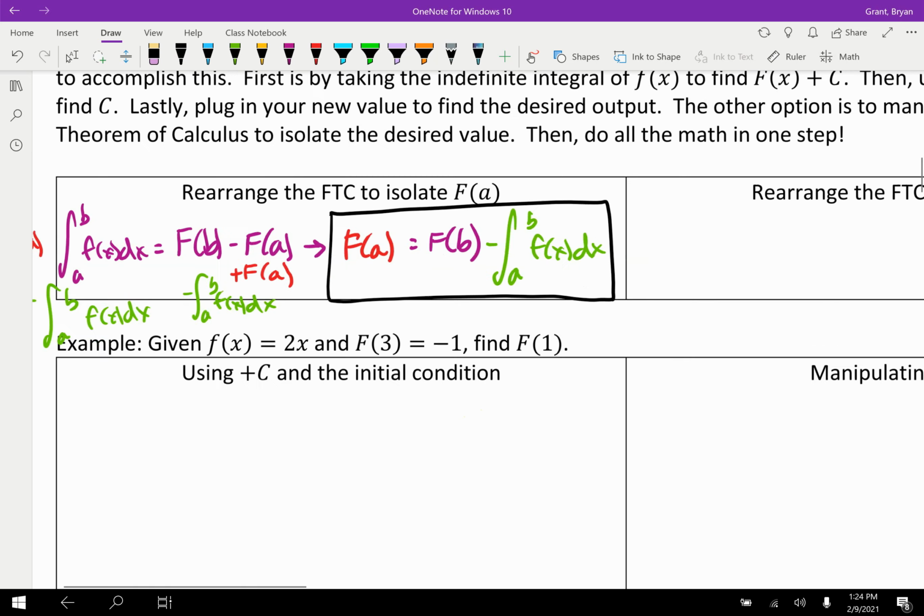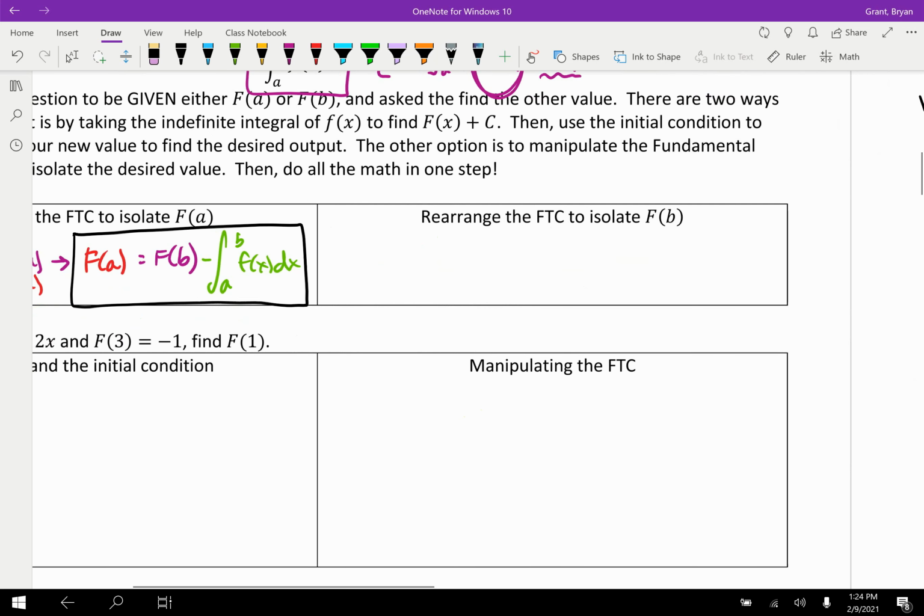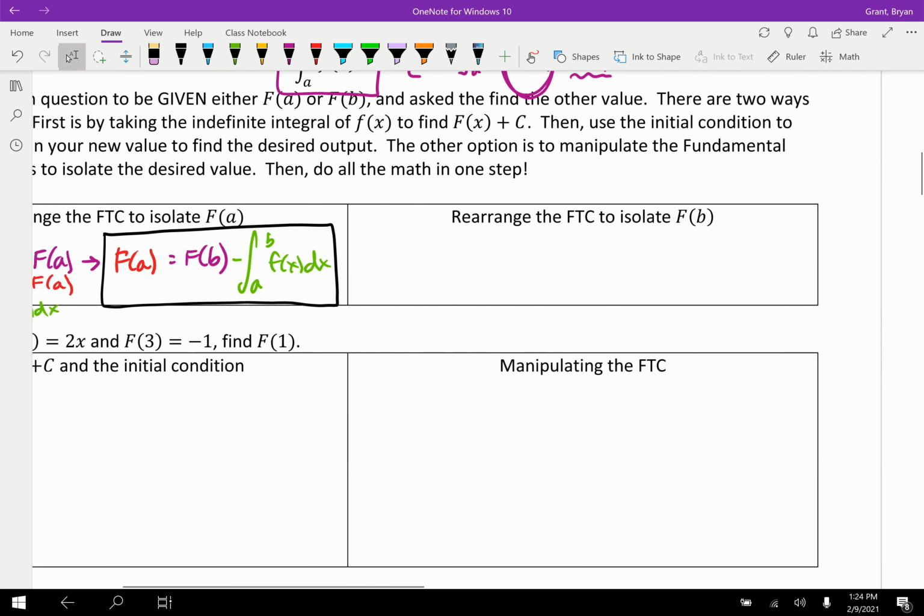Maybe even easier is if they asked us to isolate capital F of b, we'll do the same thing again, right? We have that the integral from a to b of f of x dx equals capital F of b minus capital F of a.